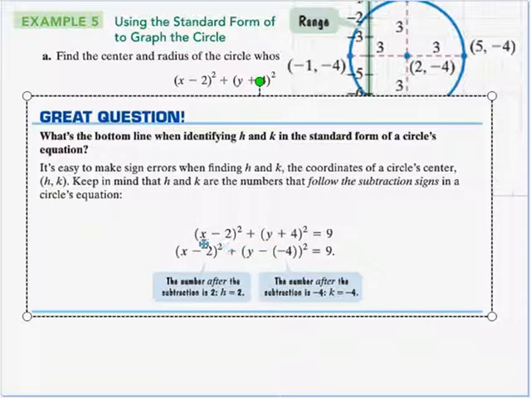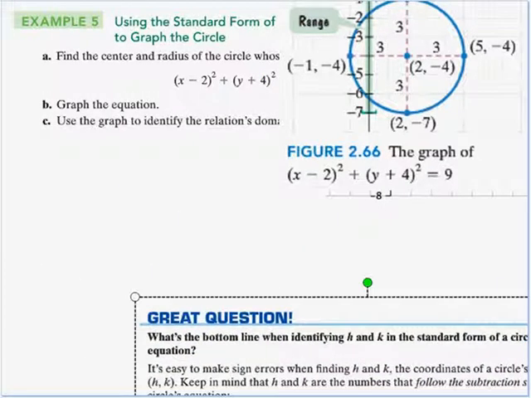And so here's our x minus 2. The number after the subtraction is 2, so that's our coordinate of our center's x value. And then here we see the y plus 4. We've got to think about that as a y minus the negative. So the number after that subtraction is -4. So that's our k value, the y coordinate of our center.